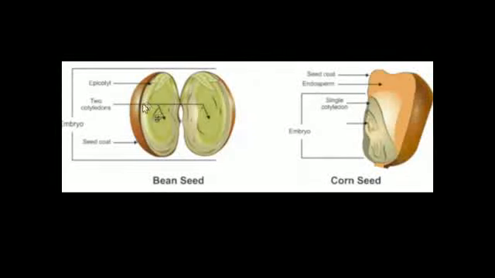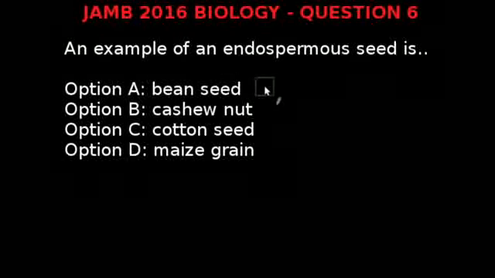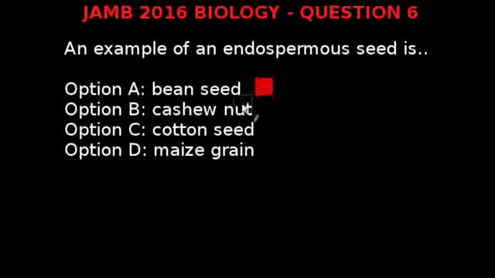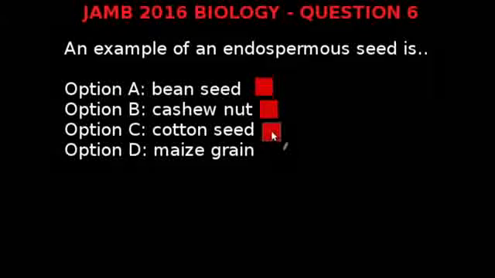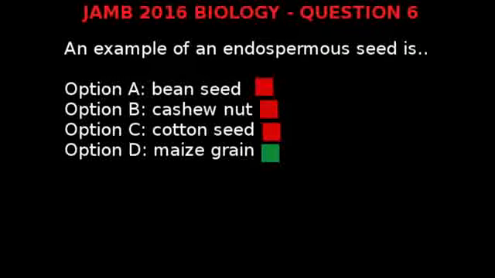So now with this knowledge, let's go back to our options. Looking at option A, bean seed, it's a dicotyledon seed. So option A is wrong. Option B is also a dicot, that's cashew nut, which is also wrong. Option C, cotton seed, is also a dicot, so it is also wrong. And finally, option D, maize, which is a monocot seed, is right. Therefore, our correct answer is option D.